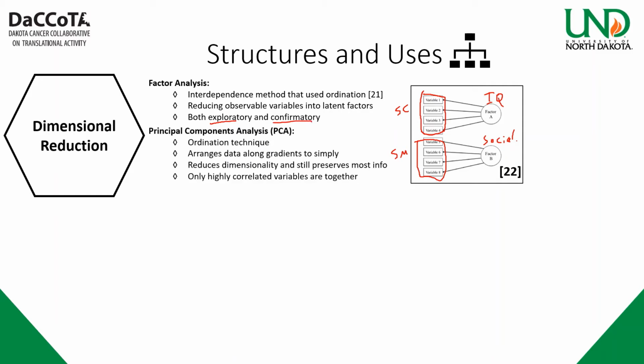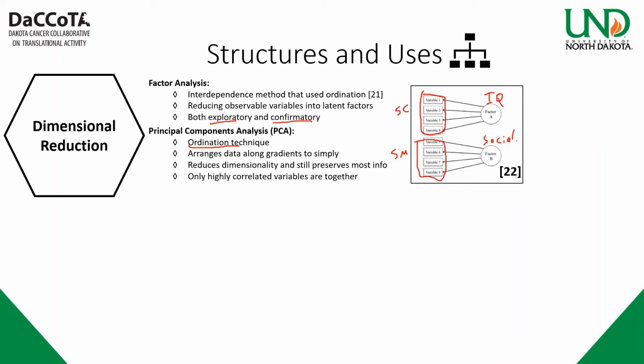Then another type of dimensional reduction is principal components. Again, it comes to the idea of ordination. The best way I can explain it is stuffing multiple variables into fewer variables so you can fit it on one axis of a plot rather than multiple axes, if that makes sense. So really what it's doing is arranging data along gradients, like axes, to simplify it. The idea is often to reduce dimensionality so you can visualize it, but still provide most of the info from all those variables.